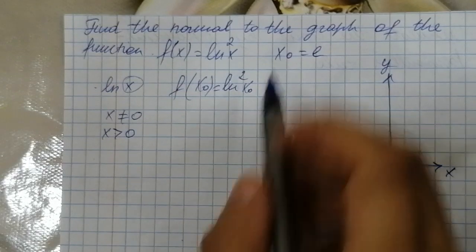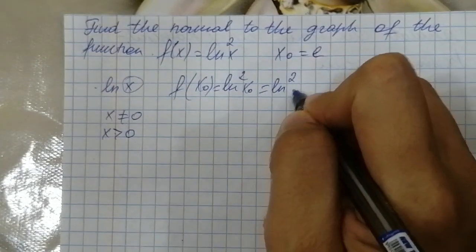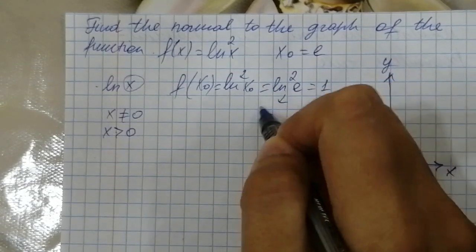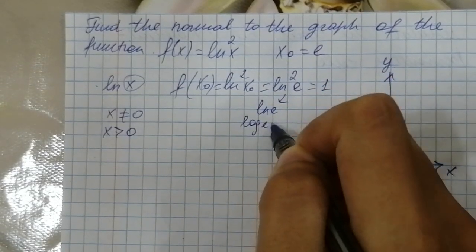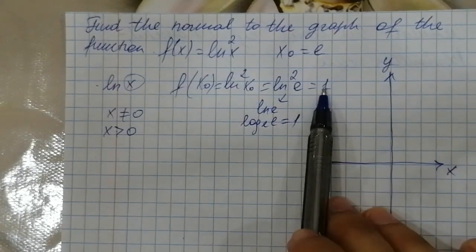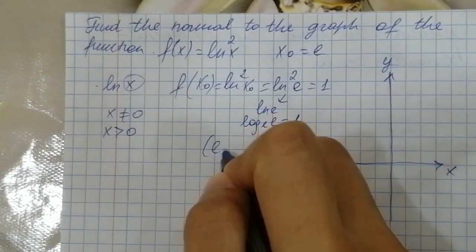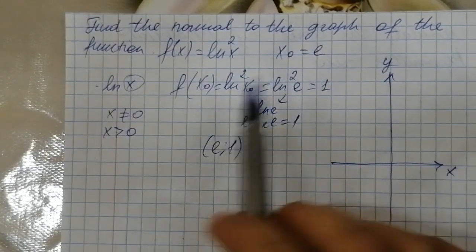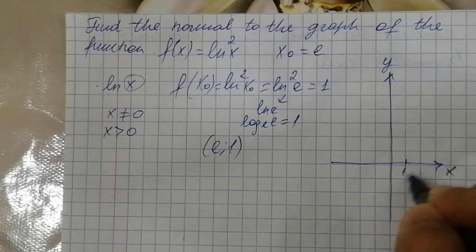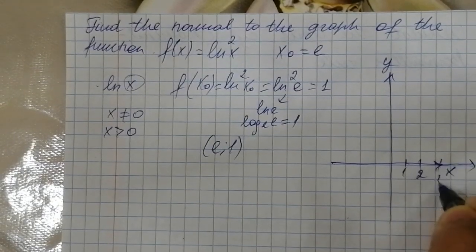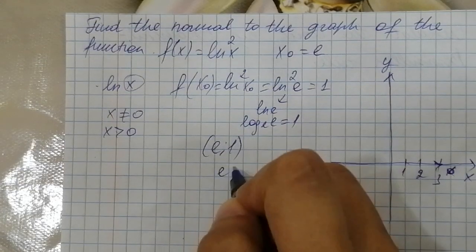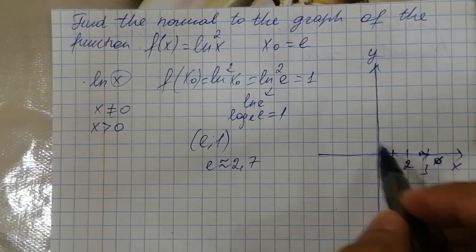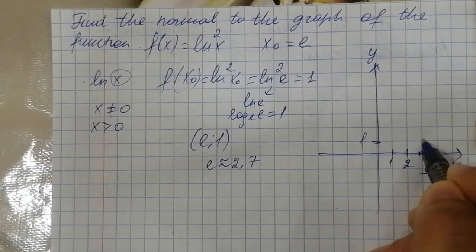The square root of ln x0 is equal to the square root of ln e, and that is equal to 1 because ln e is equal to 1. Then one of the points is (e, 1): the x value is e and f of x is 1. e is approximately 2.7, somewhere here, and 1 is here.